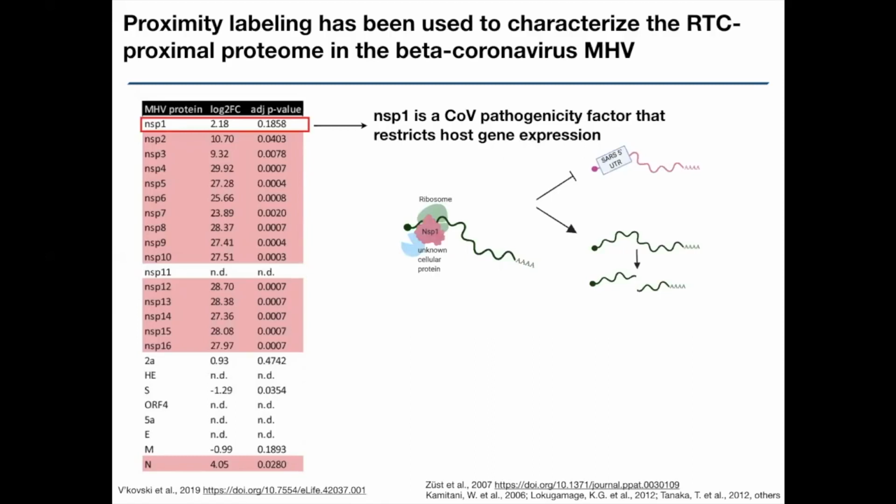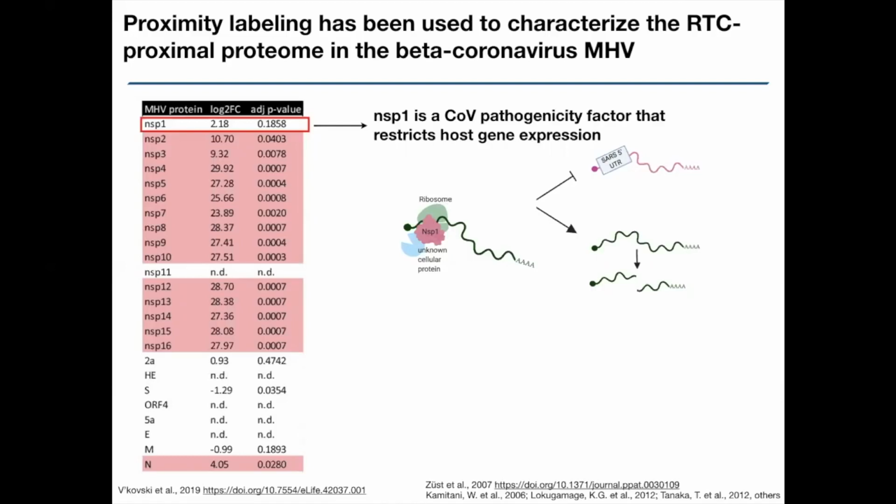NSP1 is fascinating. It is a key coronavirus pathogenicity factor. It's a host shutoff factor that basically restricts gene expression coming from the host cell. And it does this via a two-pronged approach. NSP1 is able to interact directly with the 40S subunit of the ribosome, and in this way block translation of host RNAs, and also mediate endonucleolytic cleavage of these RNAs in a pretty widespread way, leading to broad accelerated messenger RNA degradation in these cells.